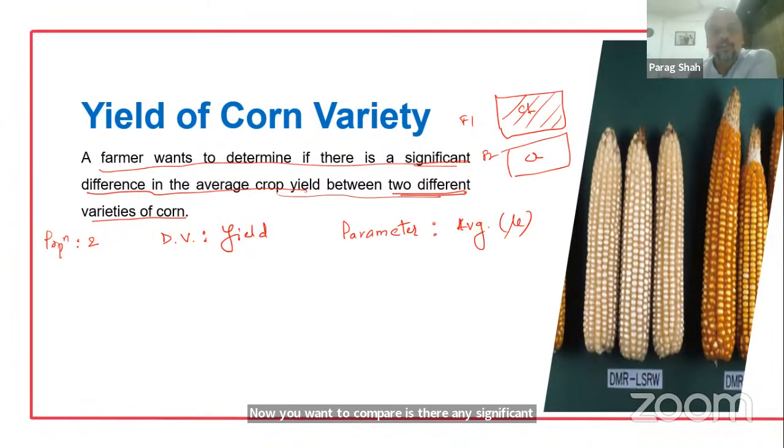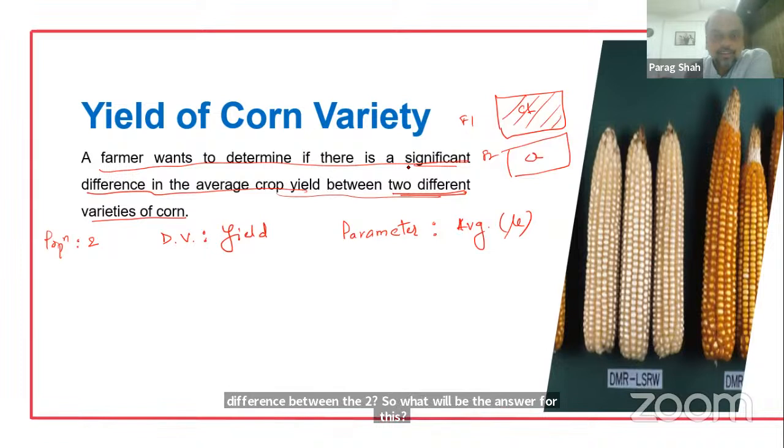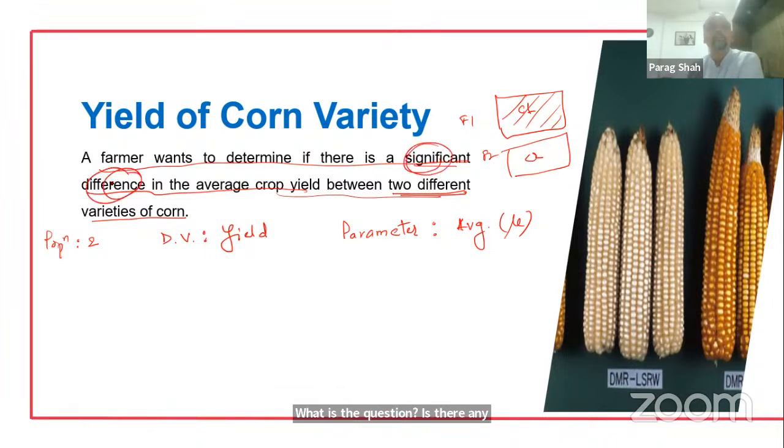So what will be the answer for this? What is the question asked? Is there any significant difference in the average? So the answer may be yes, there is a significant difference, or there is no significant difference. You can answer in this way only. There is a difference or there is no difference. Suppose we start with there is no difference.